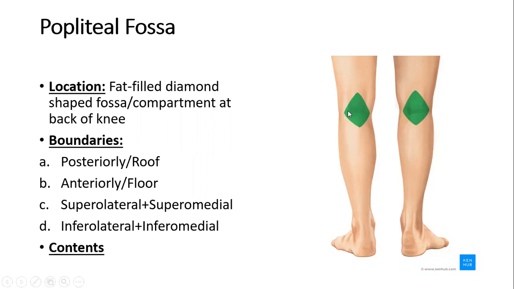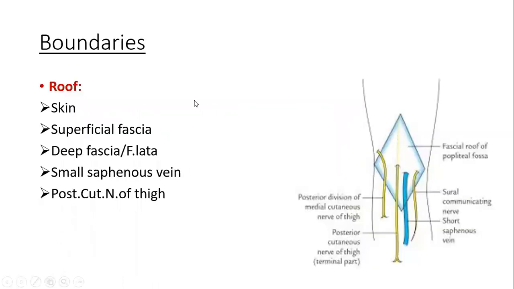The boundaries include posterior, anterior, which are also called roof and floor, a supralateral and supromedial boundary, and inframedial and infralateral boundaries. Then we have contents. So let's see these boundaries one by one. We have roof, which is also called a posterior boundary.